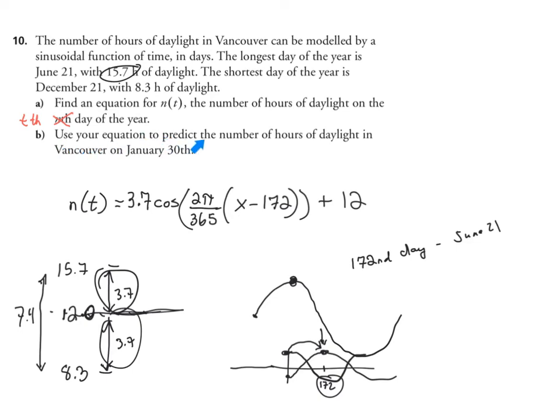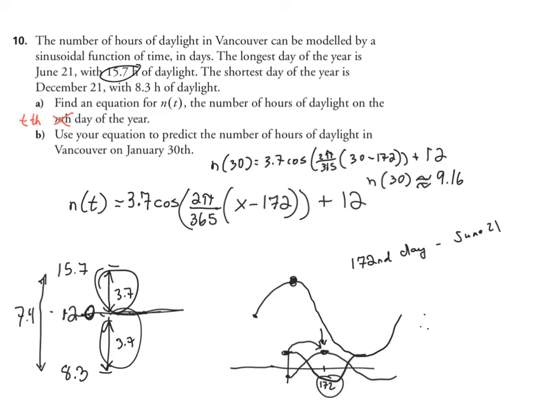Part B, use your equation to predict the number of hours of daylight in Vancouver on January 30th. Well, January 30th will be the 30th day. So I just have to plug in a 30. So n of 30 equals 3.7 cos of 2 pi by 365 times 30 minus 172 plus 12. And put that in my calculator. I get approximately 9.16.